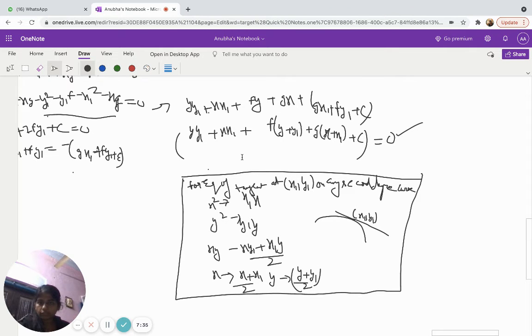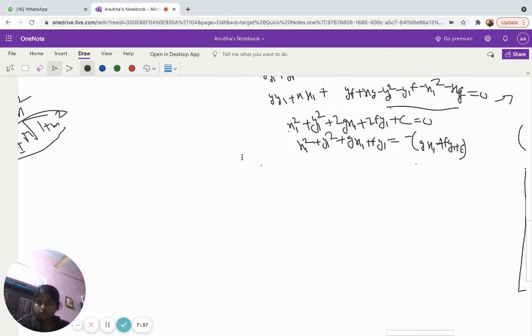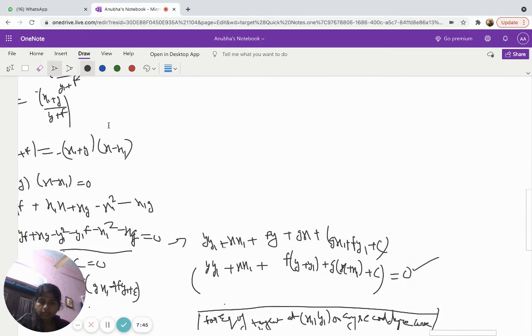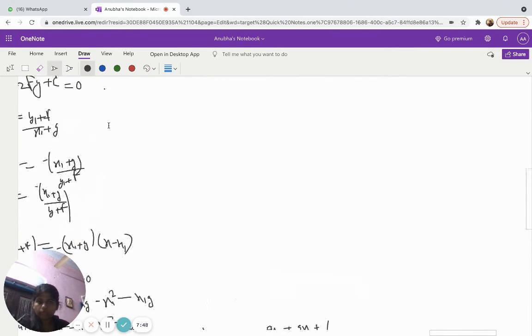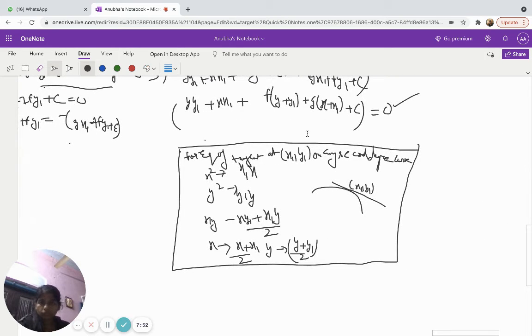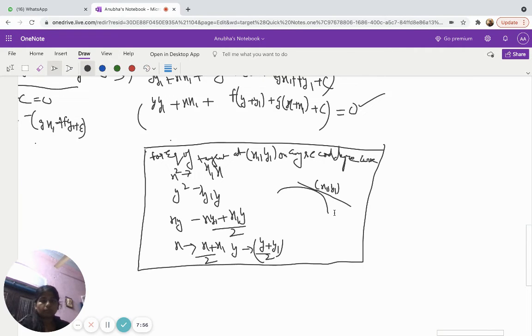You can also verify this simply in this equation: if we replace x square with x x1, y square with y y1, and x with (x plus x1) by 2, and y with (y plus y1) by 2, then you can simply verify it. We get the same equation. So this condition is satisfied for all second degree curves.